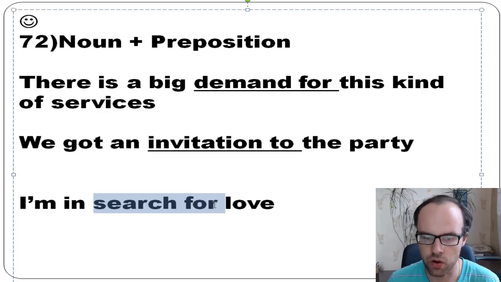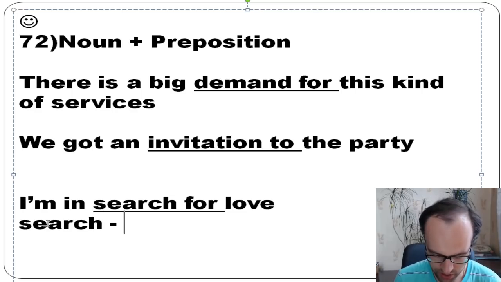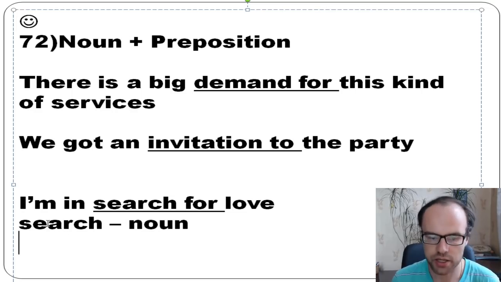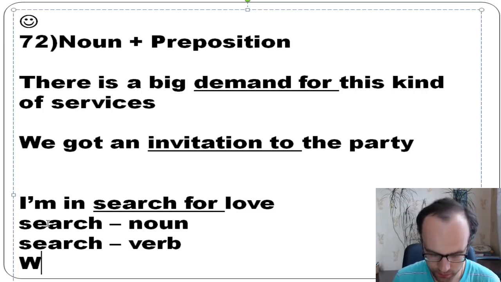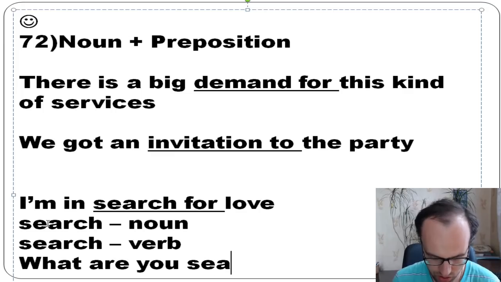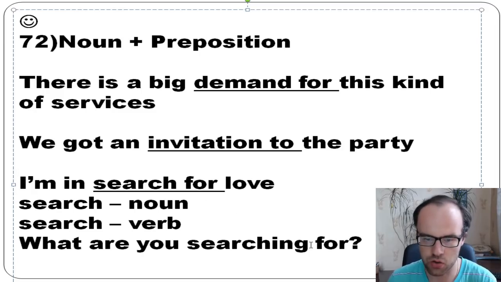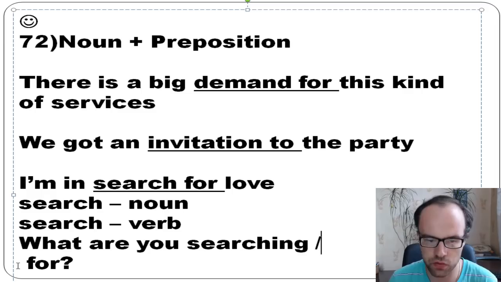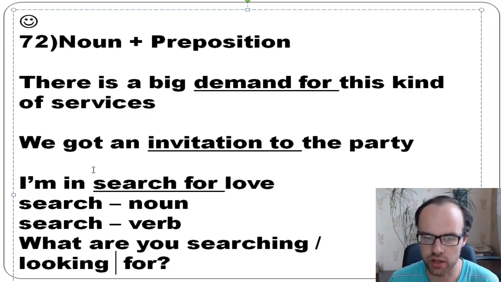And search for. I'm in search for love. So you know that search can be a noun, like here, and search can be a verb. For example, what are you searching for, or what are you looking for? So it can be a noun and a verb.